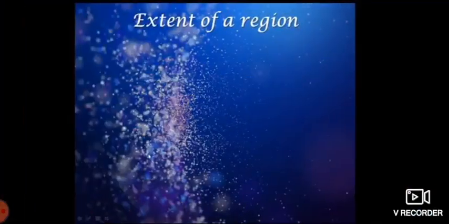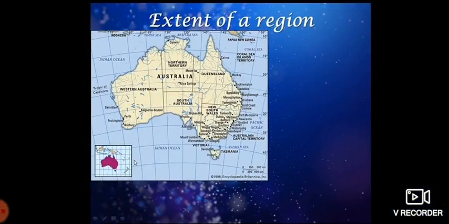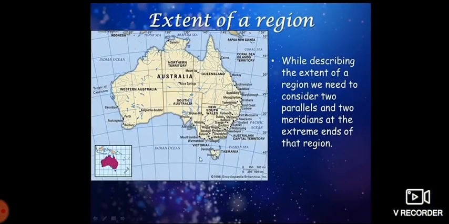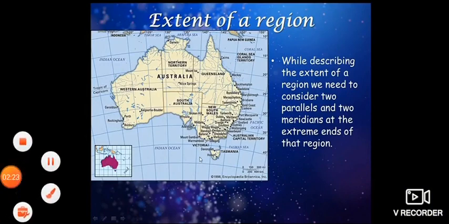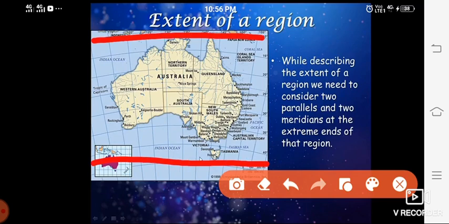Okay, now the next thing, we are going to learn how to describe the extent of a region. So I have taken a region, that is Australia. We are going to describe the extent of Australia. While describing the extent of a region, we need to consider two parallels and two meridians at the extreme ends of that region. So this region is starting extremely here and ending here exactly. These two red lines are horizontal, which means these are the two parallels in between which Australia lies.